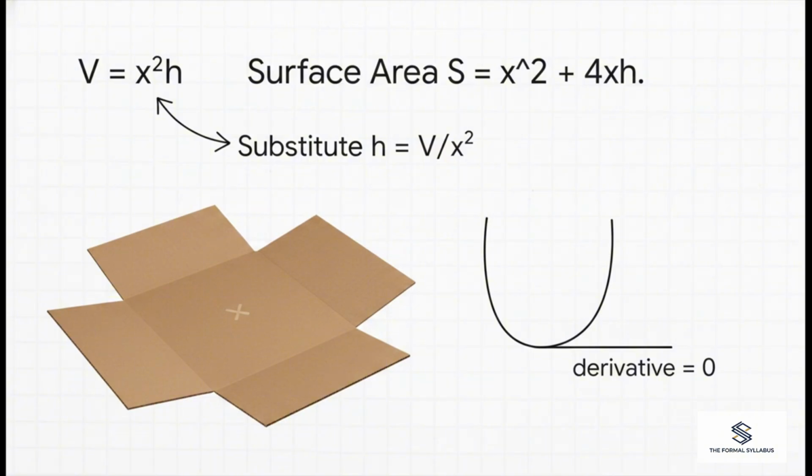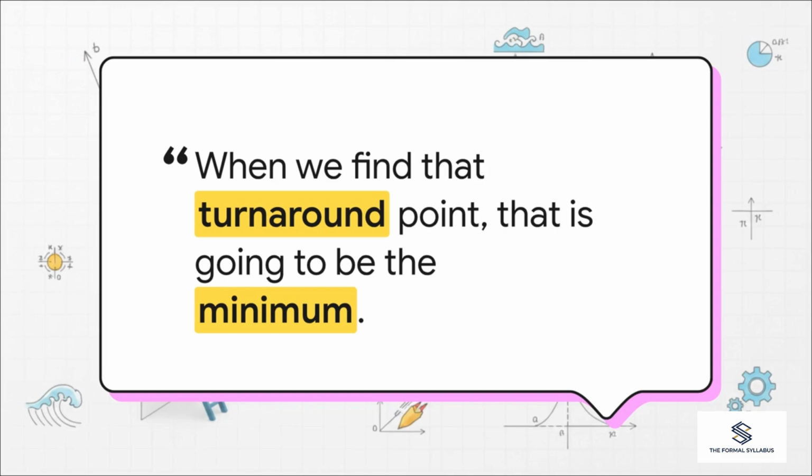Now, following our optimization strategy, we just take the derivative of this brand new surface area equation, set it perfectly to 0, and solve. And when you solve that equation and find that single, solitary turnaround point where the derivative is exactly 0, that is a true eureka moment. You've just calculated exactly how to build the most cost-effective, perfectly structured box in reality using the absolute least amount of material possible. How cool is that?